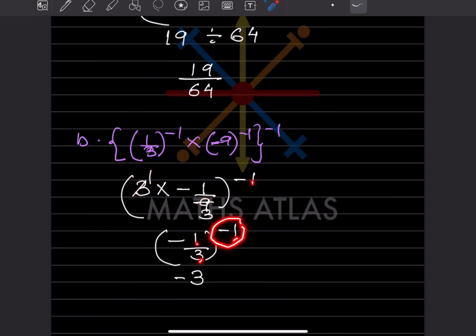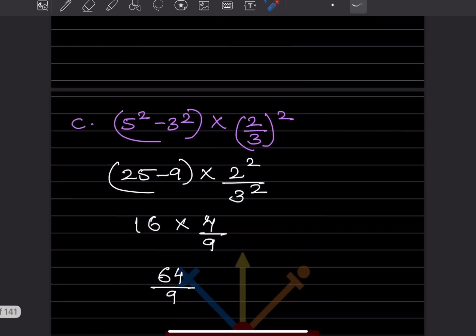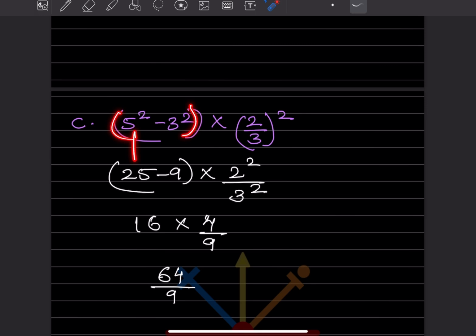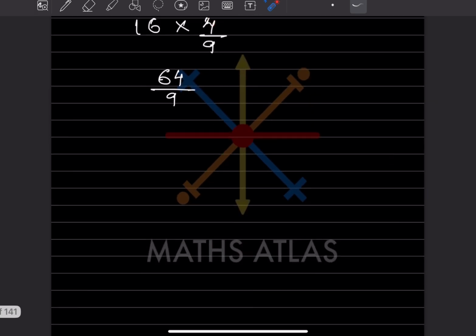Now this is negative. Let us make it to positive by flipping over this one. So that is going to be 3, but here is minus, so we are going to write here minus 3. So just be careful with this one. So this is going to be 25 minus 9, and this will be 2 raised to 2 divided by 3 raised to 2. So this will be 16 into 4 by 9. So that will be 64 by 9.